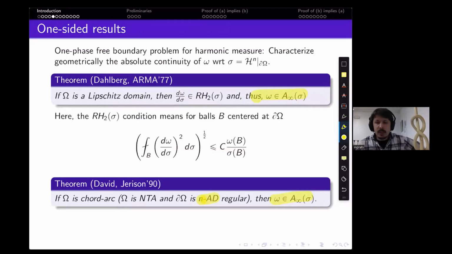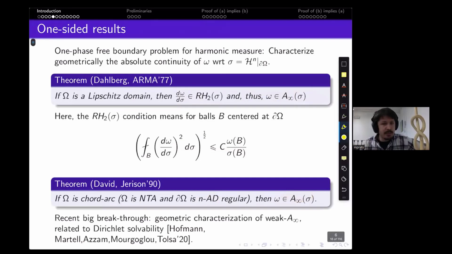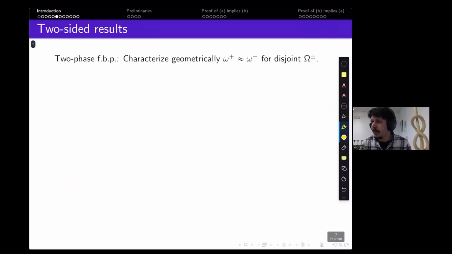Okay. And now I want to mention also a recent breakthrough that I will not deal with during the talk, but at least just mentioning because I think it's important enough. It is the geometric characterization of weak A infinity, and this is related to Dirichlet solvability. And already some speakers before me, even today, have mentioned that. So I won't dwell on this, just for the sake of completeness.